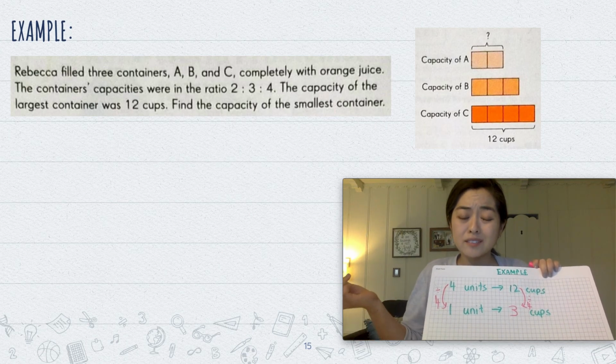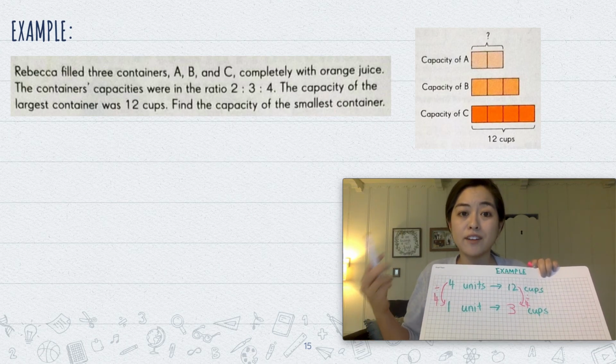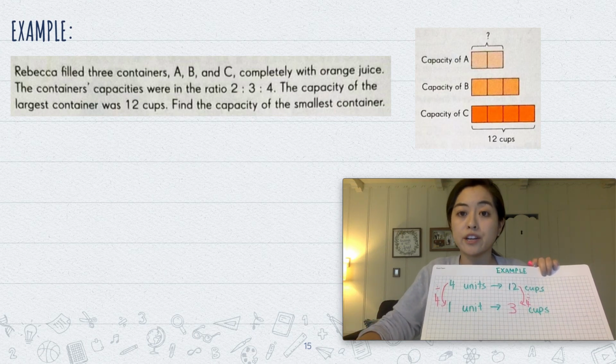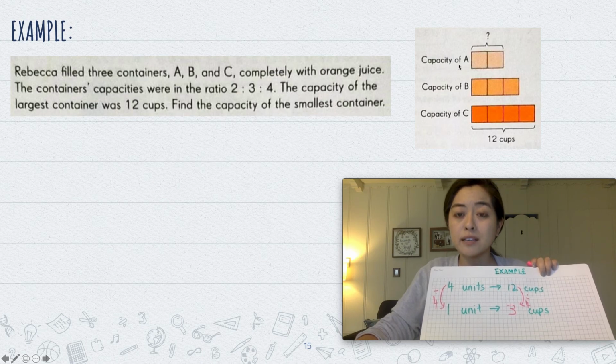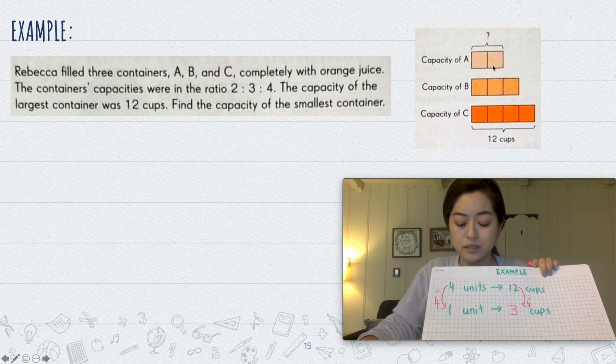But what is my question? The question says to find the capacity of the smallest container. Let's look at our model. It says the capacity of our smallest container is A, and there's 2 units here.